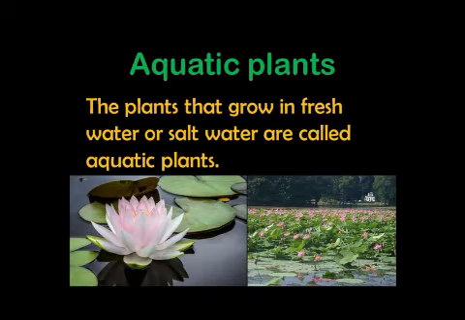Aquatic plants are the plants that grow in fresh water or salt water. The plants that grow in fresh water can be in the river, in the pond, in the stream. These plants live in the water, or in salt water, which can be in the sea, in the ocean. So they are called aquatic plants. The plants that grow in the water, we call aquatic plants.